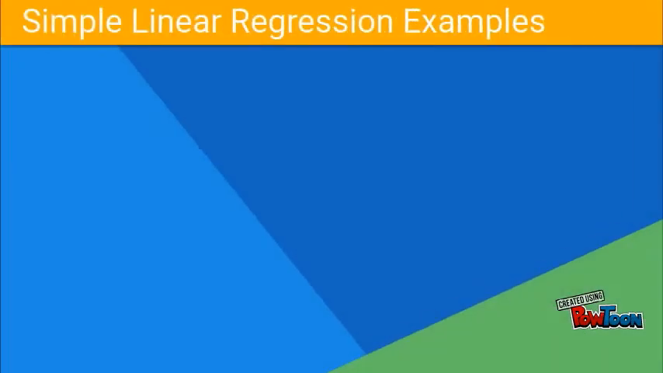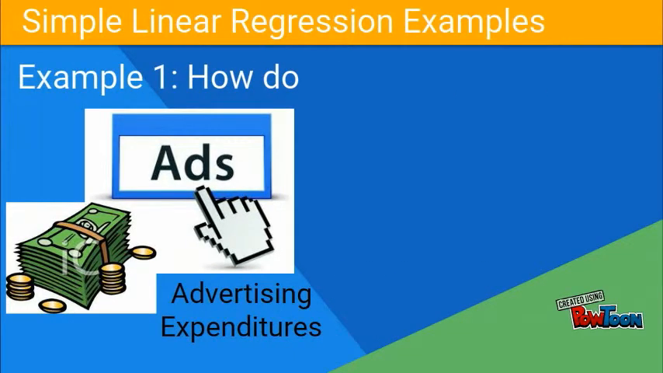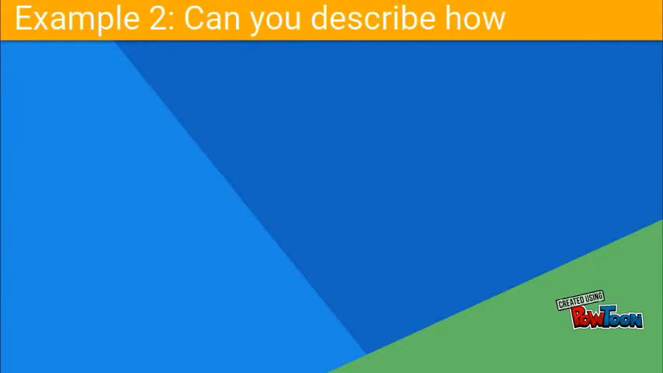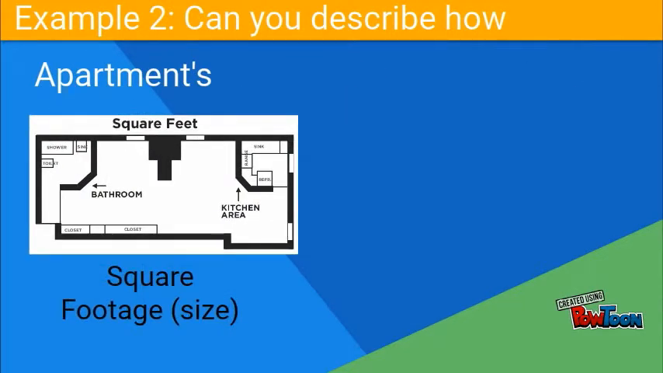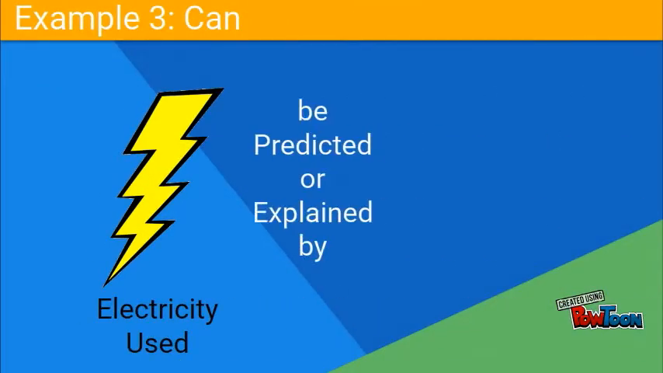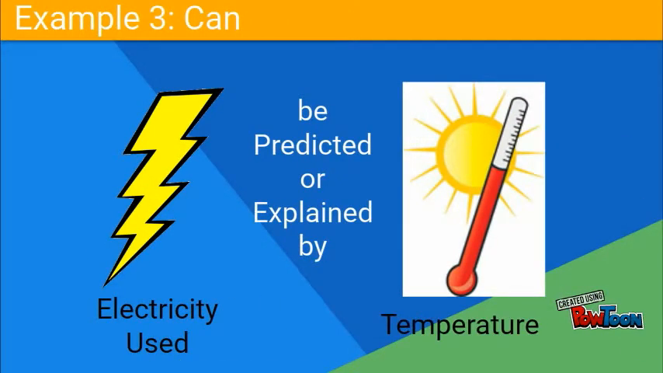Here are some examples of questions that simple linear regression can be used to address. Note the different ways in which the questions can be asked. Example 1. How do advertising expenditures affect sales revenues? Example 2. Can you describe how the square footage of an apartment influences its rental price? Example 3. Can electricity usage be predicted or explained by temperature?